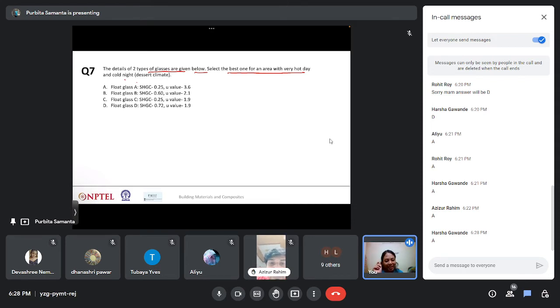And so in this type of climatic zone, what are you going to do? Previously we have seen about cold climate region, where we talked about that SHGC should be on the higher side. Now you have two criteria. One is the U value, okay, and the other is the SHGC. So SHGC, you are clear about it. U value, try to answer this one.